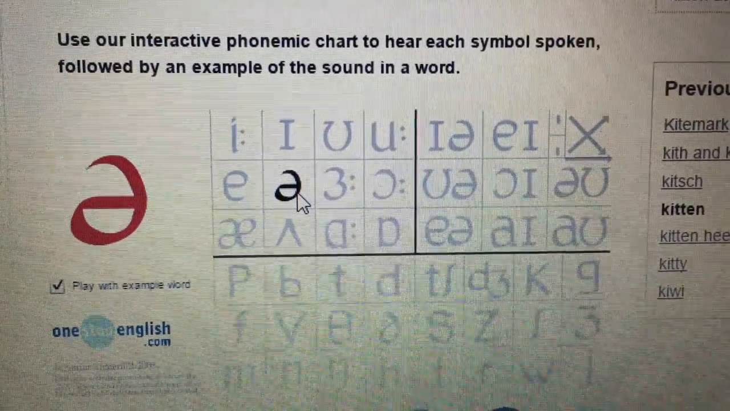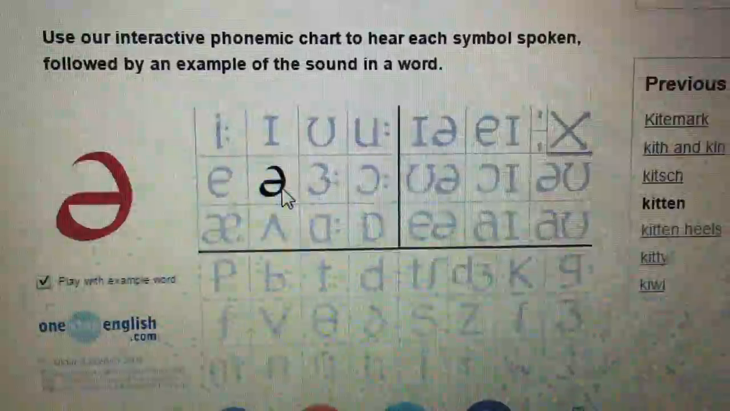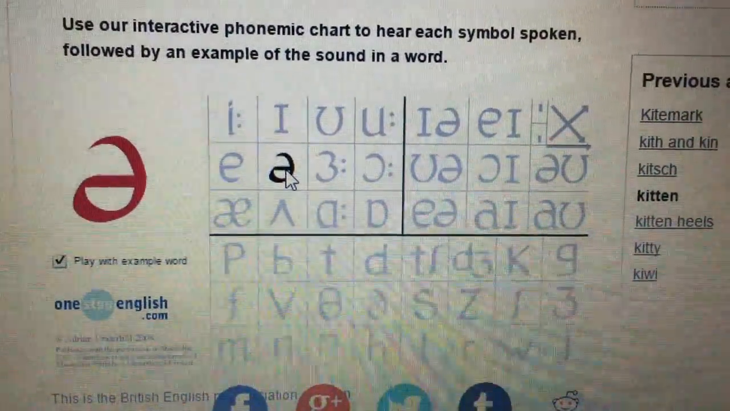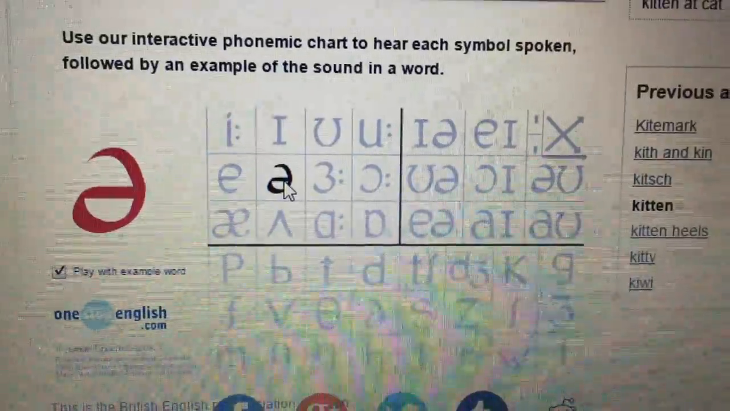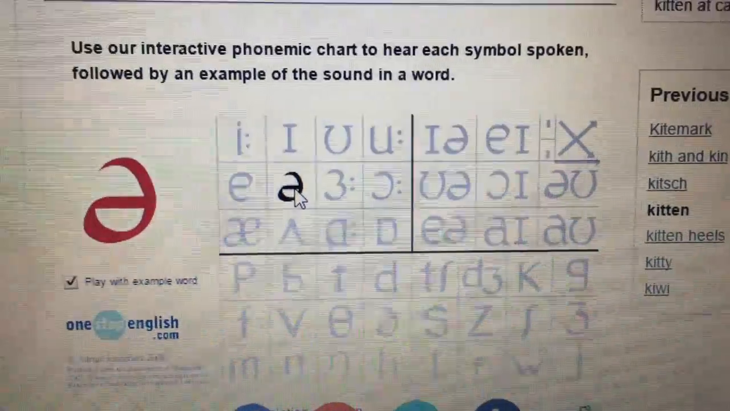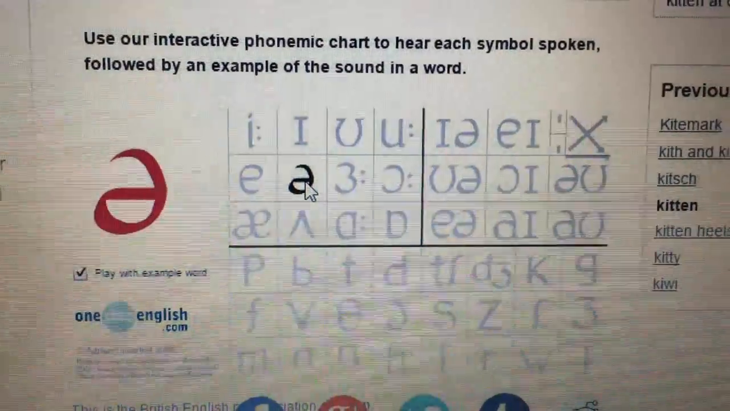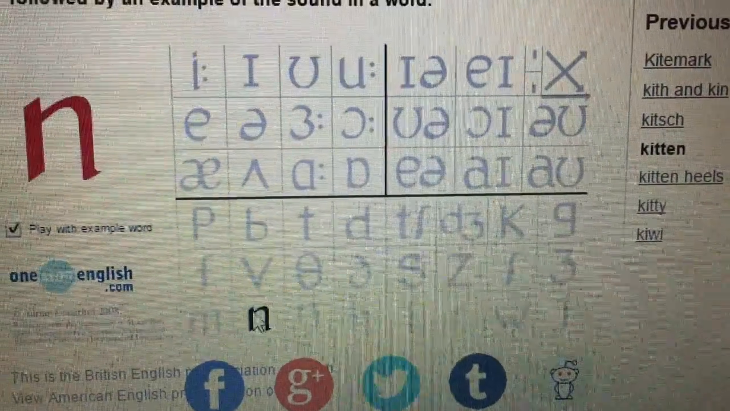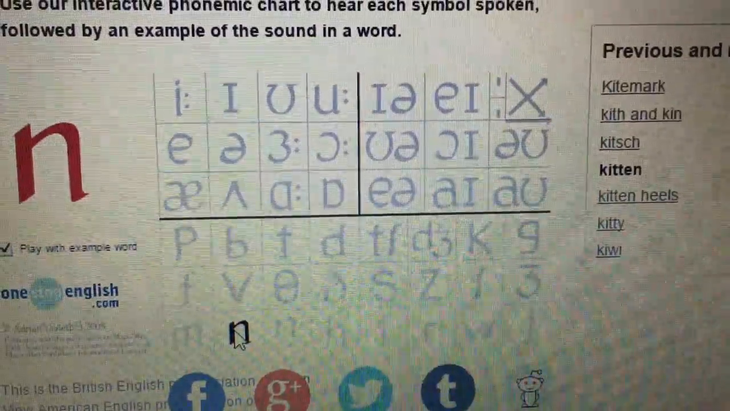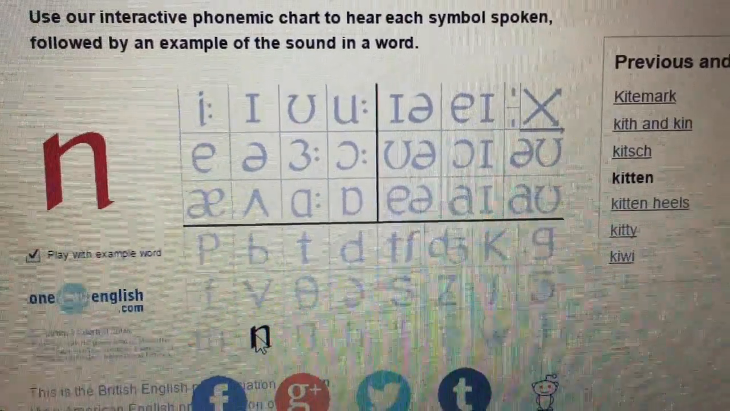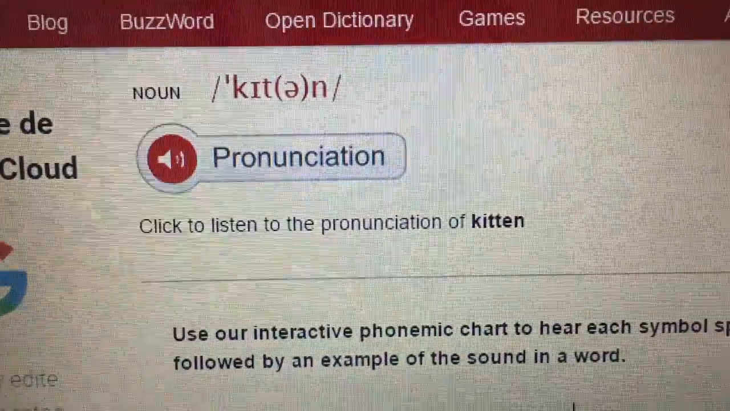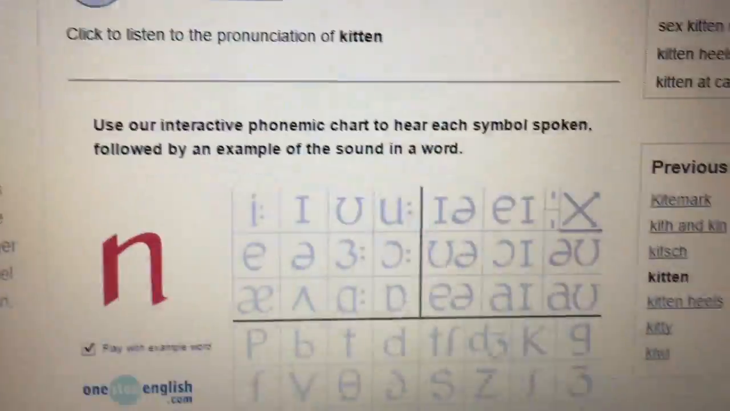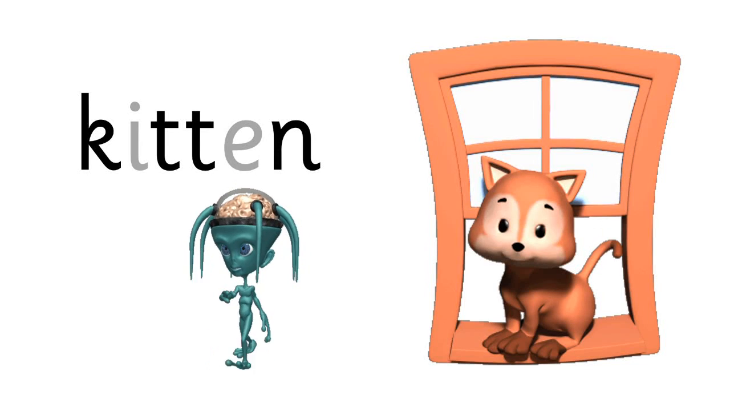Away. Away. Can you see how hard it is for children at the beginning to hear the difference between up and away? Yeah? So that's why we start off with the blue cow, which is just the uh, and then the last one, which is the n. Okay, so kitten. It's that silly schwa.